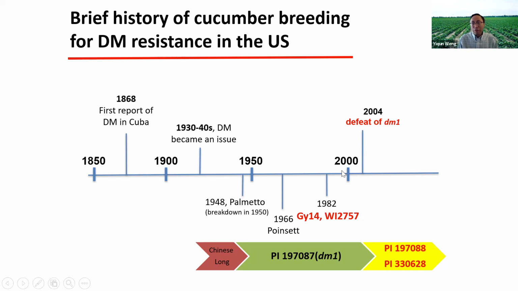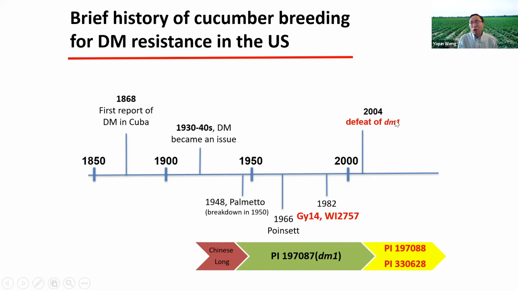And for 50 years, until 2004, we focused on using a single source of downy mildew resistance from PI 197087. It's a single gene called DM1, like the Poinsett series, which was developed by a Cornell cucumber breeder. It's very famous, and it carries DM1. Also, we have very well-known germplasm called GY14 and WI 2757. These two lines are very popular for cucumber breeders, and they carry DM1.